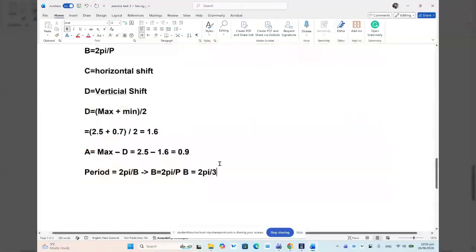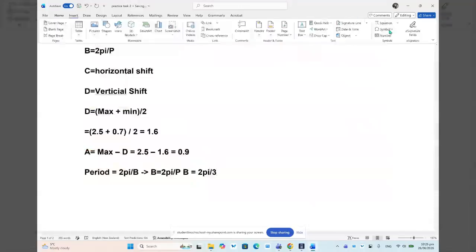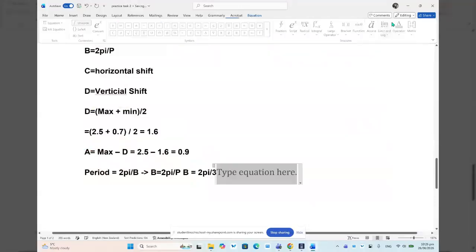That's our b value. I'm going to see if I can get a symbol for pi, see if we can get a symbol for equation. Nah, is there pi anywhere?